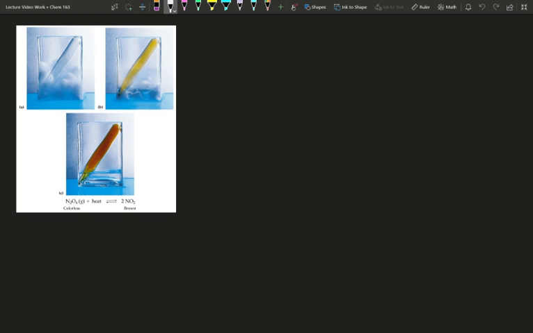As you start to warm it up, what you'll find is that it turns more yellow and then brown. NO2 is a more brown gas. So as you dip this glass tube into different containers of hot or cold, you can watch the color change.